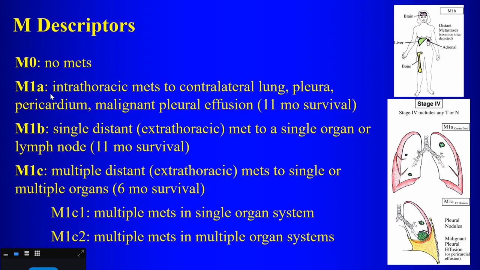As far as the M descriptors, this is relatively straightforward. M1A, if you have intrathoracic mets or malignant pleural effusion. M1B, single distant metastasis. M1C, multiple distant metastases. All right, so that's relatively straightforward.